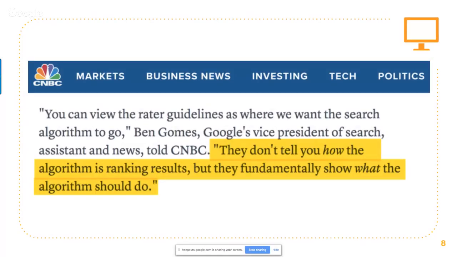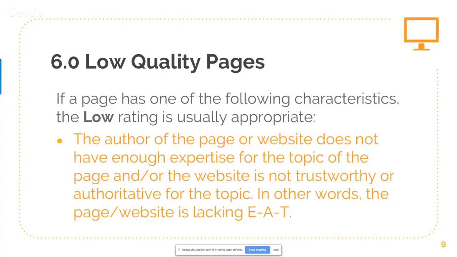And people argue, well, the guidelines, they're not the algorithm. This is a quote from Ben Gomes, who is the vice president of search at Google. And he said, the guidelines, they don't tell you exactly how the algorithms are working, but they fundamentally show what the algorithm should do. So my opinion is that if something is in the quality raters guidelines, it means that Google is already measuring it or they want to measure it. And so we take all of the information in these guidelines quite seriously. So let's jump into some quotes from the guidelines.